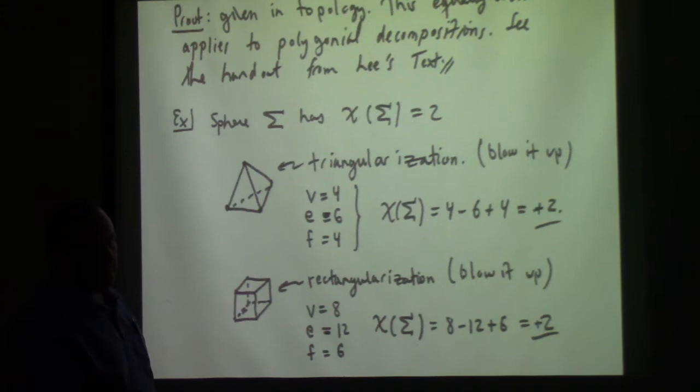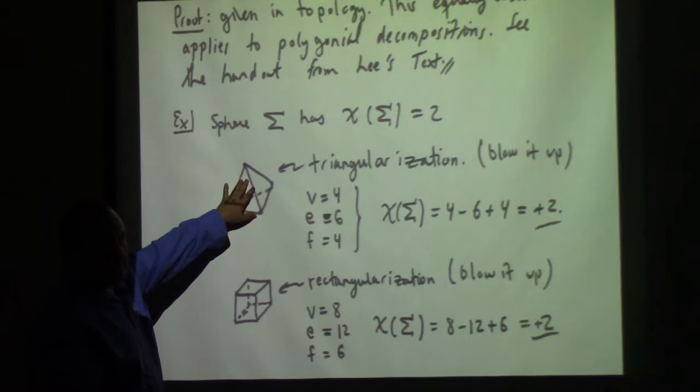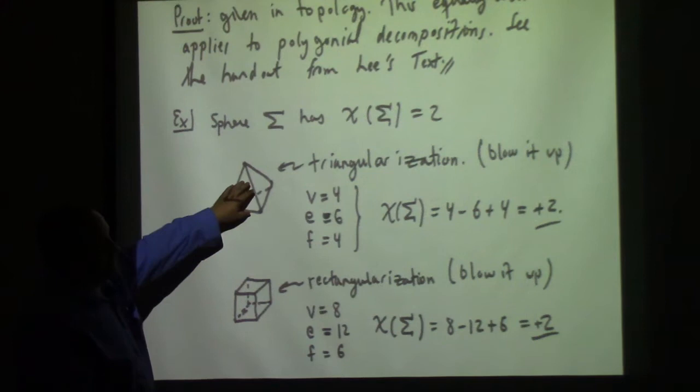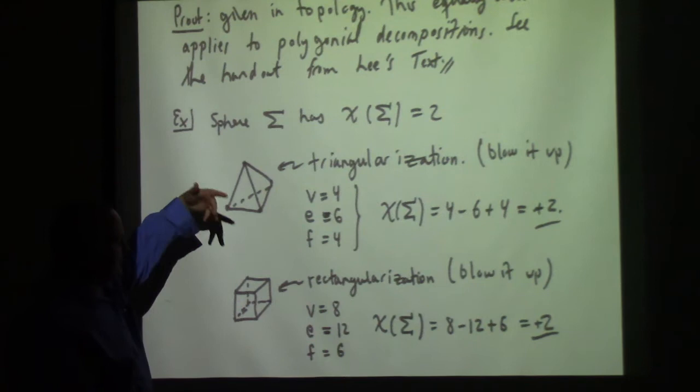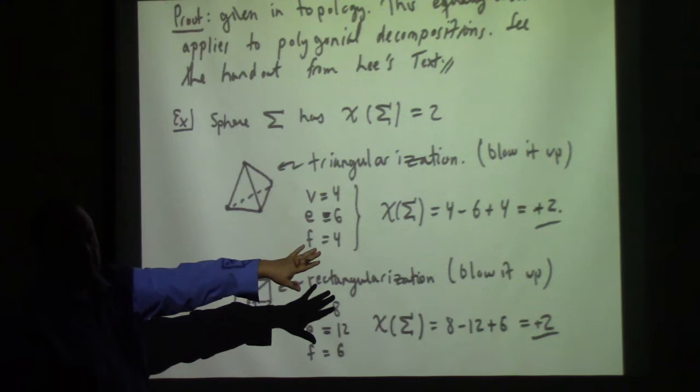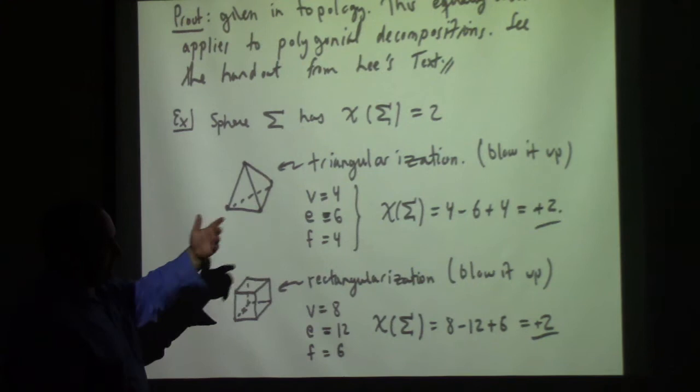Because these, in fact, are homeomorphic. But more to the point, the sphere has Euler characteristic 2, because any rectangularization or any triangularization of the sphere is going to have the same Euler characteristic. So we can describe the kind of surface a sphere is by its Euler characteristic being 2.